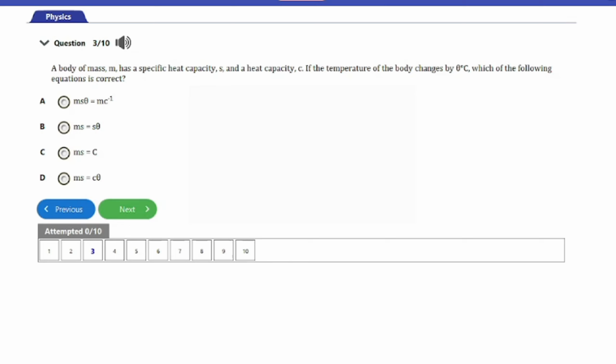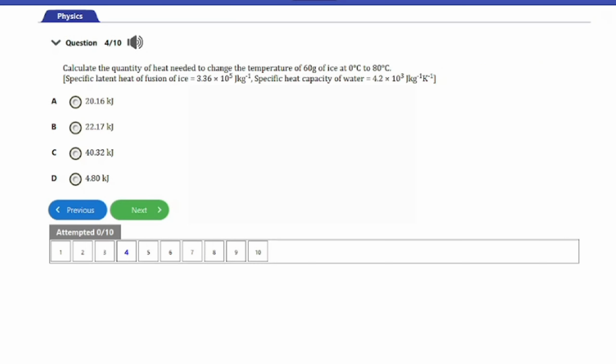Let's go ahead and consider the next question. The next question here is question number 4, and it says, calculate the quantity of heat needed to change the temperature of 60 grams of ice at 0 degrees Celsius to 80 degrees Celsius. Here we're given the specific latent heat of fusion to be 3.36 times 10 to the power of 5. Then the specific heat capacity of water is 4.2 times 10 to the power of 3.